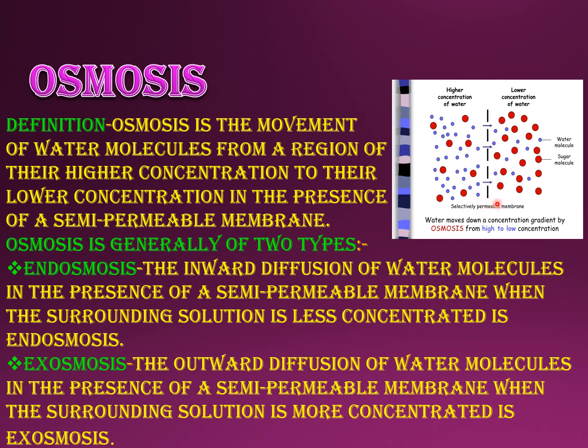Now this osmosis is explained under two terms, endosmosis and exosmosis. If there is inward diffusion of water molecules through a semi-permeable membrane, it is called endosmosis. If there is outward diffusion of water molecules in the presence of a semi-permeable membrane, it is called exosmosis. Inward movement is endosmosis, outward movement of solvent molecules is exosmosis.